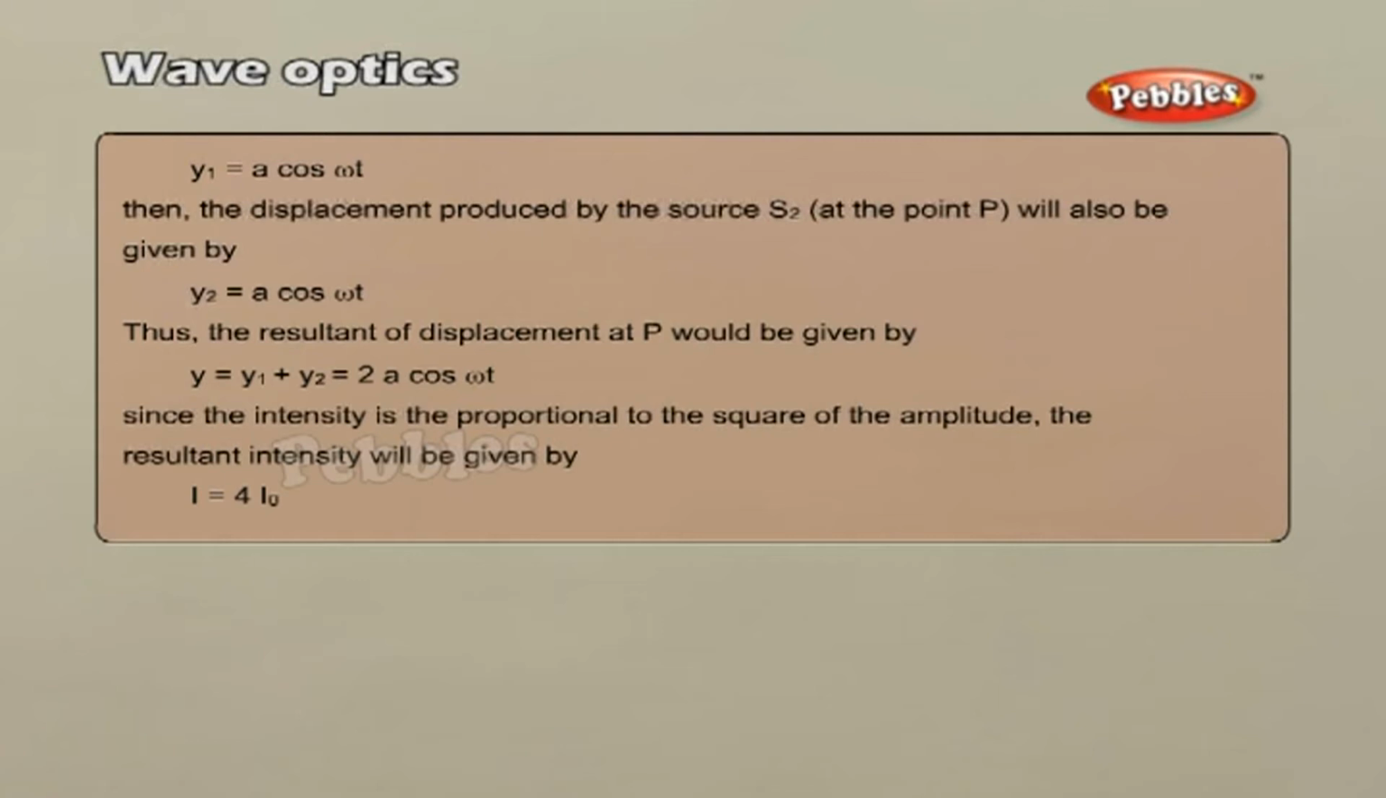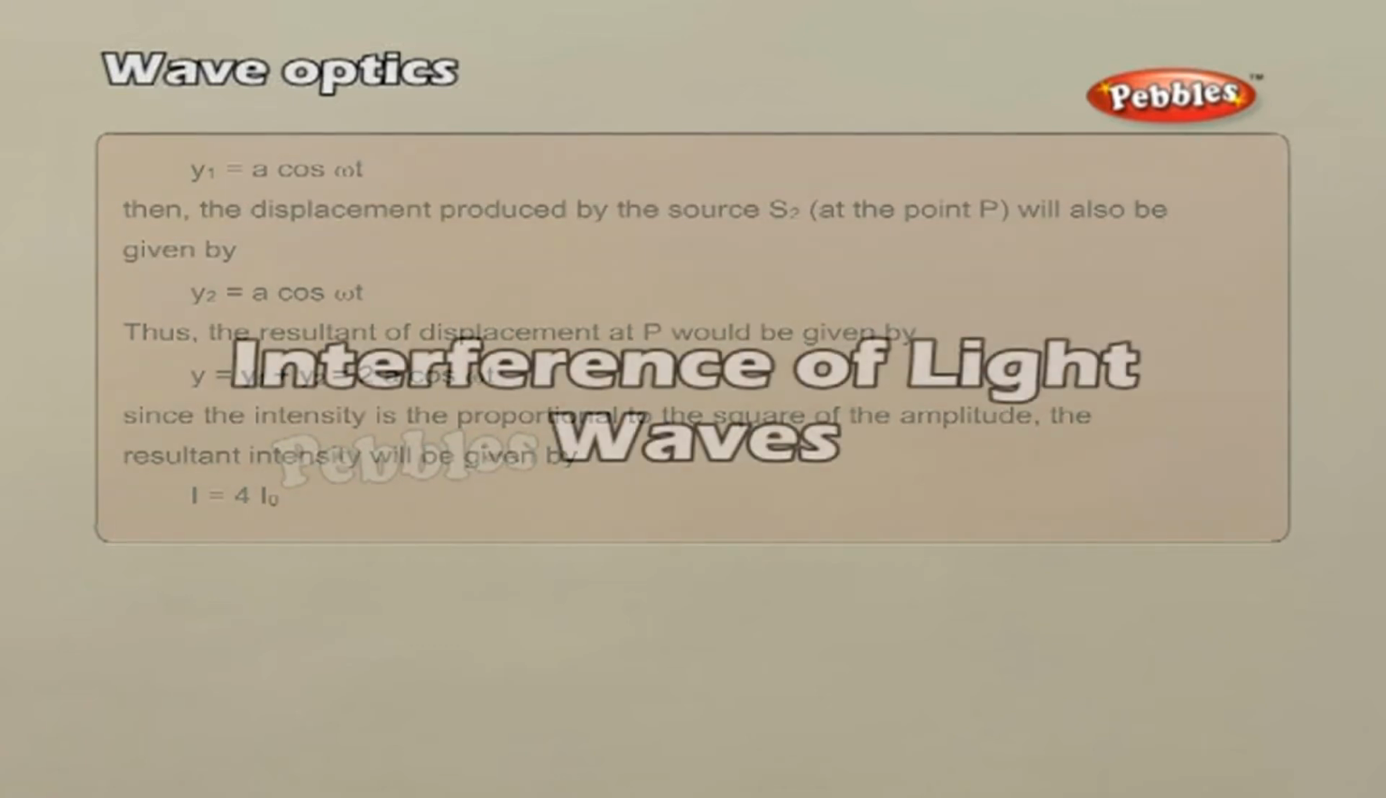I0 is proportional to alpha square. In fact, at any point on the perpendicular bisector of S1 S2, the intensity will be 4I0. The two sources are said to interfere constructively.